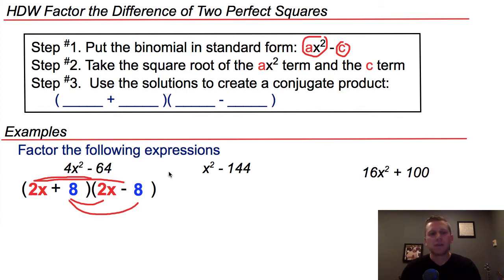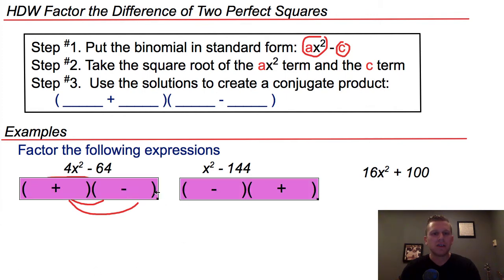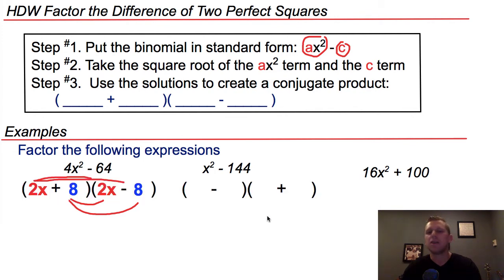Let's factor the second one here. Again, the difference of two squares always factors like this. Notice that the two signs I used were different. Here plus and minus, here minus and plus. The order does not matter. I'll take the square root of the first part. The square root of x squared is x, and the square root of 144 is 12. This here is now in factored form.